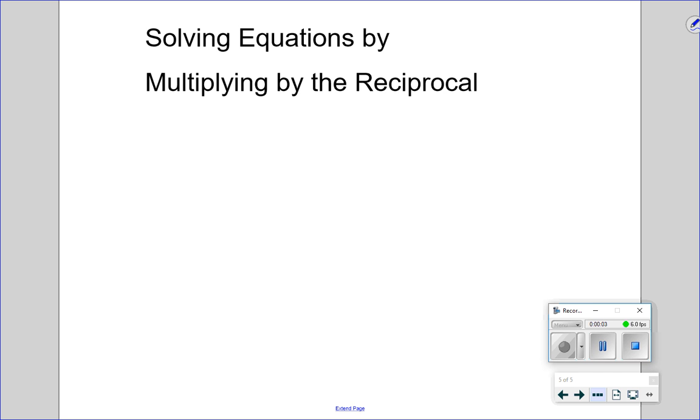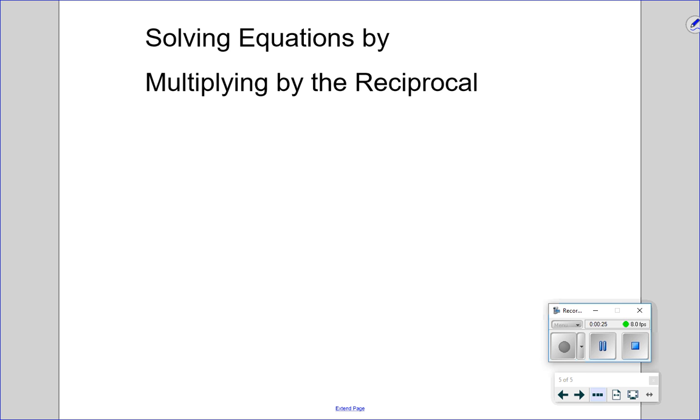Okay, guys, today we're going to talk about solving equations by multiplying by the reciprocal. So these are going to be one and two-step equations that contain fractions, and we'll solve the last step by multiplying by the reciprocal. So let's start with just a quick refresher on solving one-step equations.